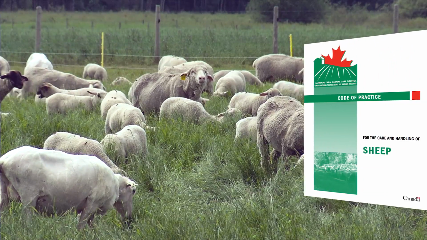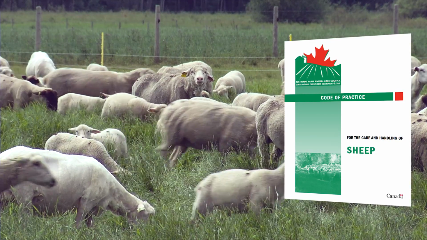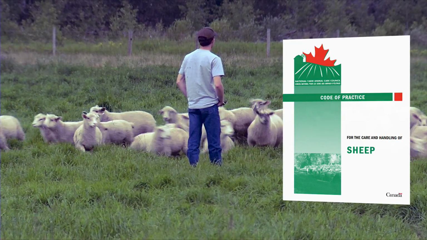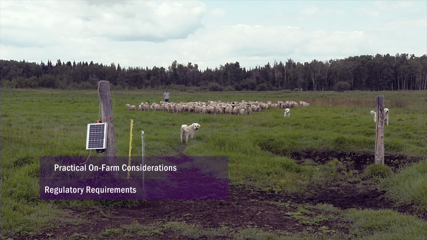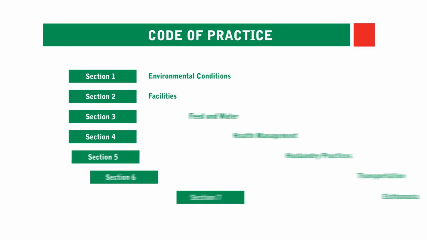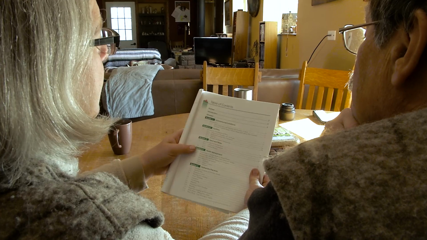The National Farm Animal Care Council, or NFACC, Code of Practice for the Care and Handling of Sheep provides a guide to accepted animal care standards for sheep farms in Canada. The standards integrate practical on-farm considerations, regulatory requirements, and animal welfare research results. The code is divided into 7 sections. Each section focuses on an area of management that influences animal well-being. The sections provide information and the management practices needed for proper animal care.